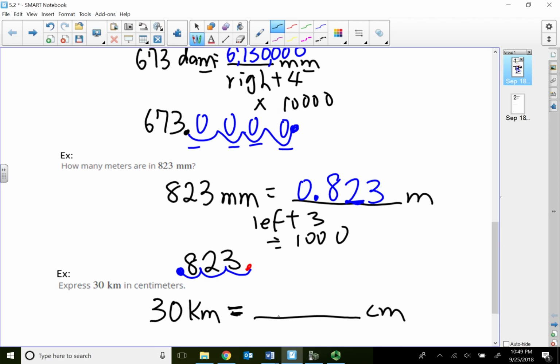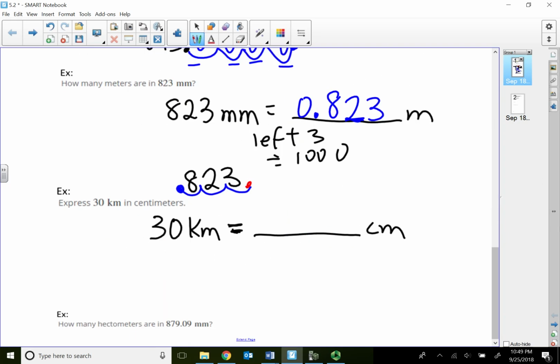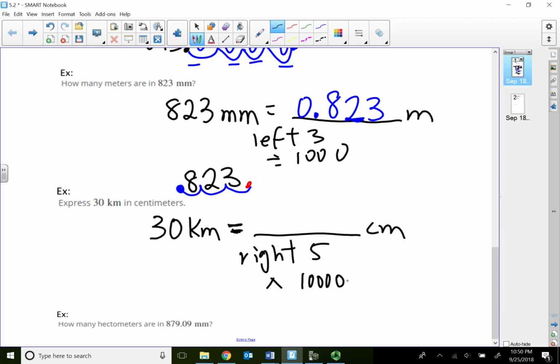All right, 30 kilometers convert to centimeters. Kilometer is all the way on the left. Need to go to centimeter, which is right beside deci. So that's 1, 2, 3, 4, 5 places to the right. All right. So very large, right? Right 5 means multiply. Think about this. Kilometer is super big compared to centimeter. So go from large to small, we always multiply. What do I multiply? 5 places, which is 100,000.